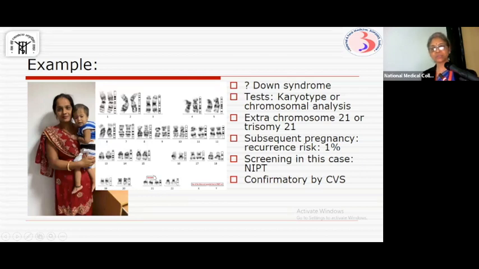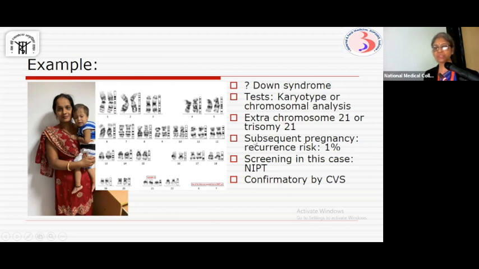Cost is 1,500 only, and the report comes in a few days. So it is trisomy 21, this is Down syndrome. Like on examination, the pediatric colleague will tell you this is Down syndrome, then you confirm it. There is an extra chromosome. In a subsequent pregnancy, the risk is 1%. This is the woman whose previous baby had Down syndrome with trisomy 21.